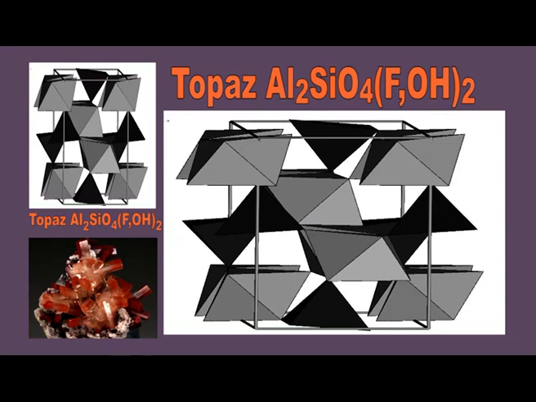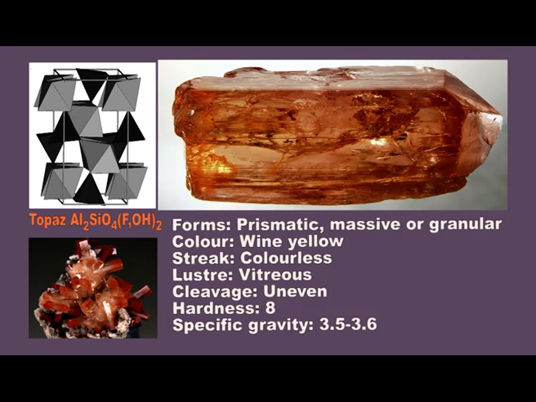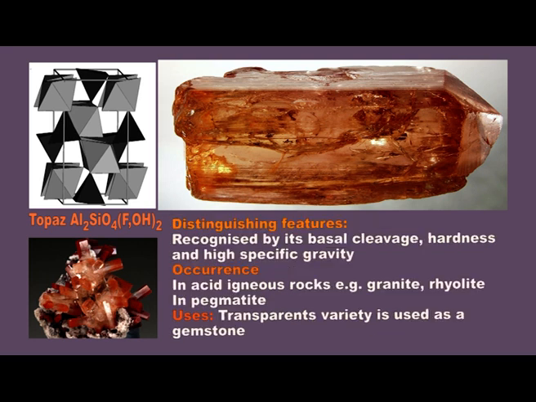Topaz, Al2SiO4(F,OH)2. Physical properties: crystal system orthorhombic, forms prismatic, massive or granular. Color: wine yellow. Streak: colorless. Lustre: vitreous. Cleavage: basal. Hardness 8. Specific gravity 3.5 to 3.6. Distinguishing features: recognized by its basal cleavage, hardness, and high specific gravity.